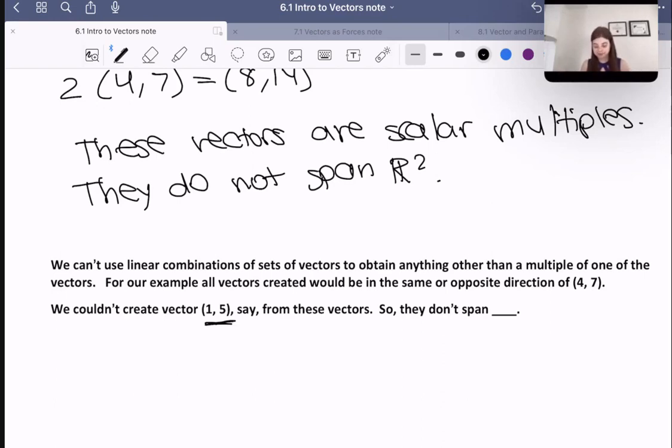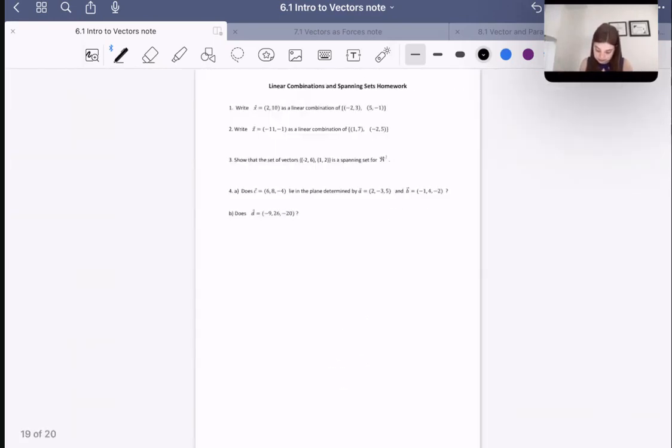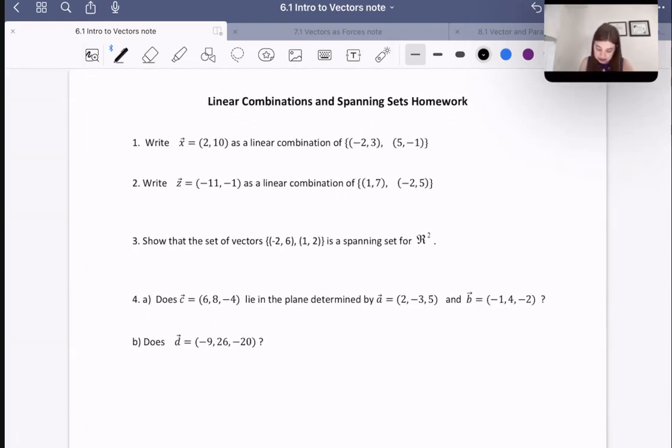Good. So here I have some practice. Here's some practice problems for you guys to try on your own to figure out what's a linear combination of what and what's a spanning set and things like that. So if you want some more practice, there's some more practice right over here on this page.